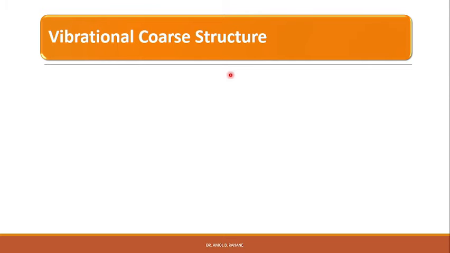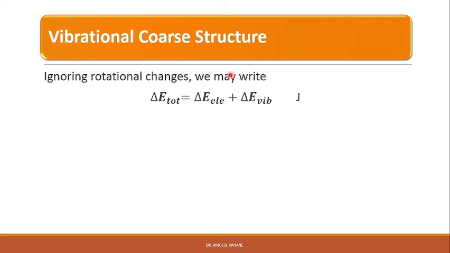And therefore we get a vibrational coarse structure that appears in the electronic spectrum of the molecule, right? And thus we ignore the rotational term in this equation, and therefore we can write delta E total is equal to delta E electronic plus delta E vibrational. So here we are considering only the vibrational energy levels in association with the electronic energy levels. So we are ignoring the rotational changes, right?